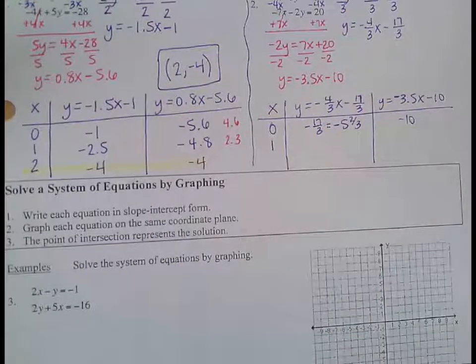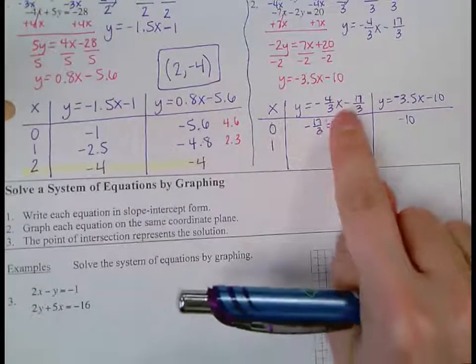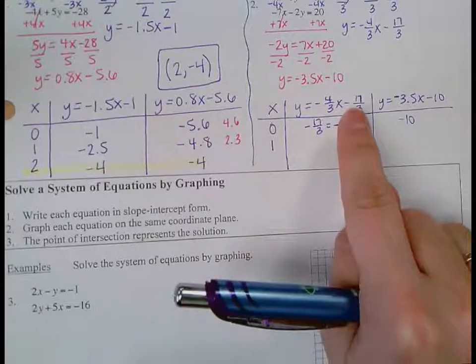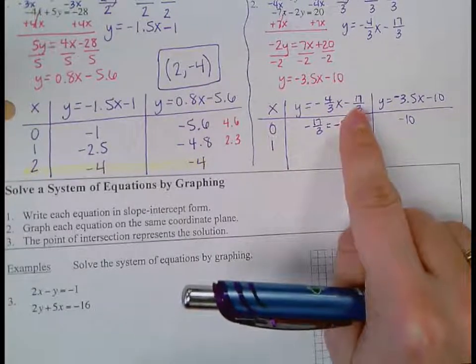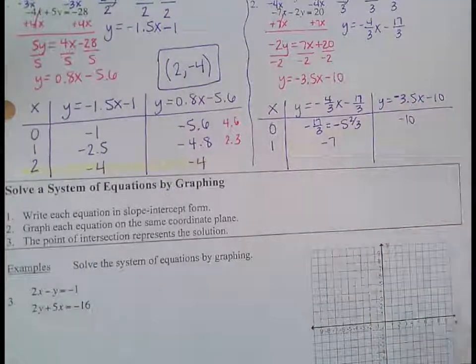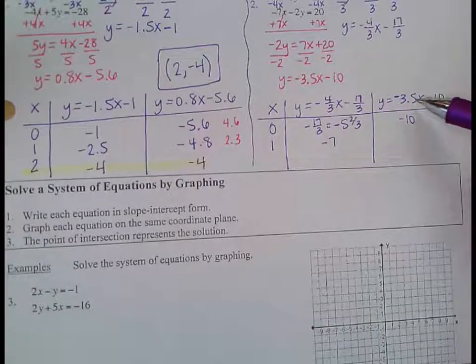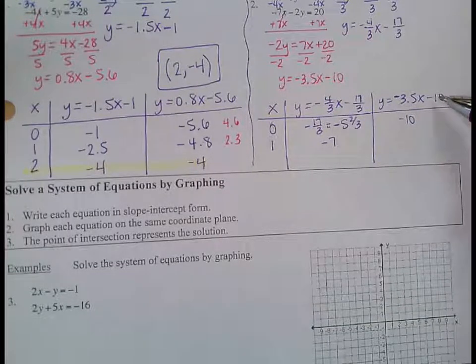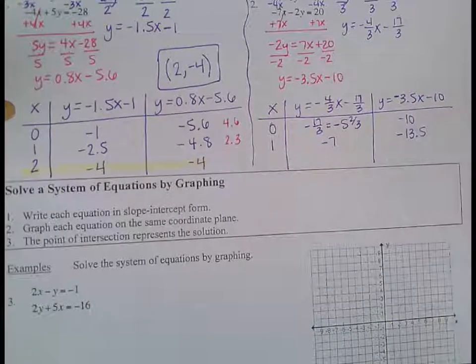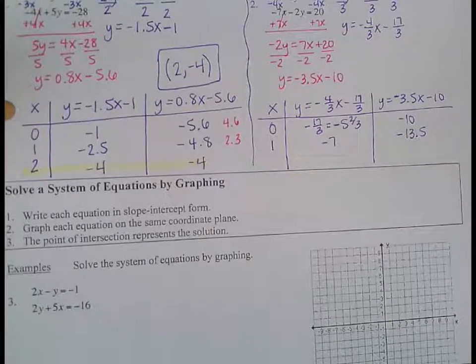So if I substitute in 1, then I would have negative 4/3 times 1. So negative 4/3 minus 17/3. That would be negative 21/3, which negative 21 divided by 3 is negative 7. And then for the second equation, negative 3.5 times 1, so negative 3.5 minus 10 would be negative 13.5. So what do you think? Closer together or farther apart?